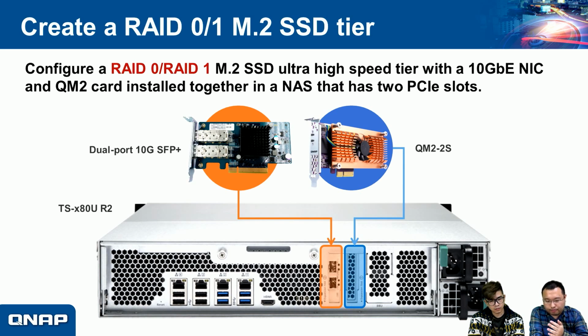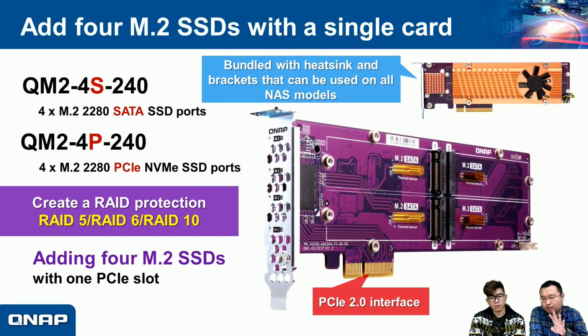So in this case, QNAP is going to release the brand new 4-port based QM2 cards. So I can do RAID 5. Yeah, with 4 ports, you can set up RAID 5, RAID 6, or RAID 10 with those SSDs. You just need one PCI slot on your supported NAS, and then you can easily add 4 SSD ports onto the NAS. Wow, that's a huge one, because 4 SSDs at least 1 TB each, right?